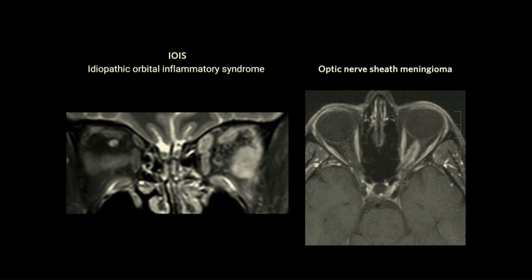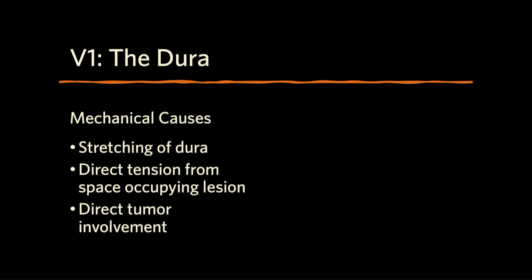We had great cases of this in Will's talk yesterday. IOIS, this is an optic nerve sheath tumor. Again, these are disruptions of the V1 distribution that can cause headache. The dura. So this is the thing that most people are not aware of. Again, we talk about the orbital division of the V1. The innervation of the dura is really extensive, and I'm going to show you that.